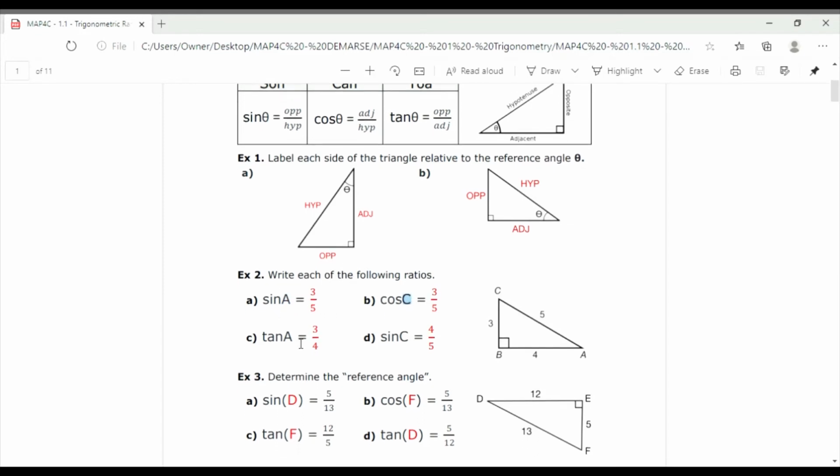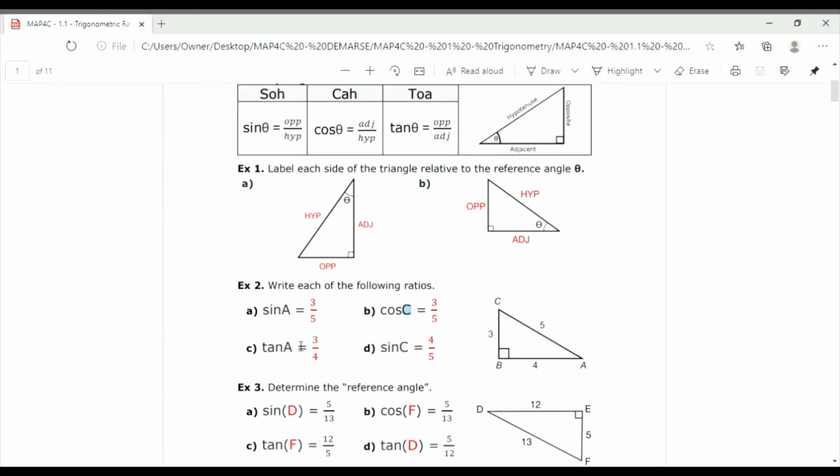Example 2c. Calculate tan of A, still for the same triangle. Step 1. What's my formula for tan? Tan is equal to opposite over adjacent. For angle A, what is my opposite? What is my adjacent? For angle A in my triangle, my opposite is 3. My adjacent is 4. So tan of A is equal to 3 divided by 4, or 3/4.